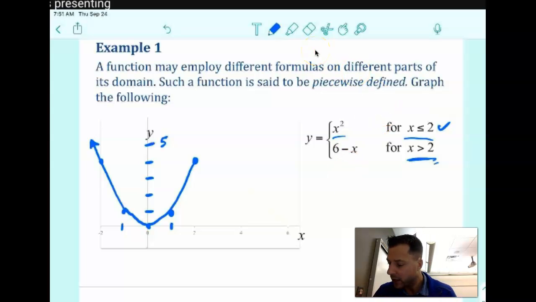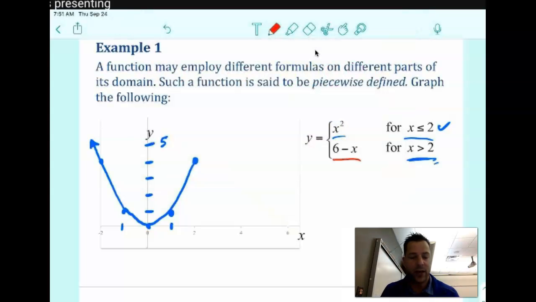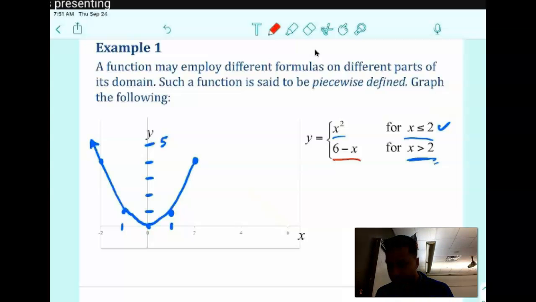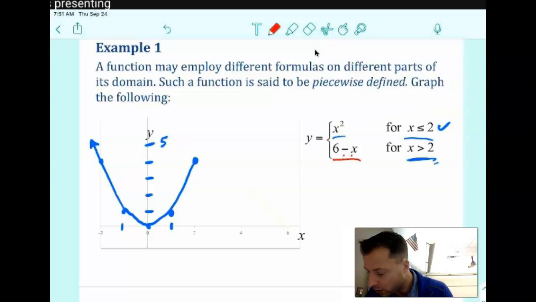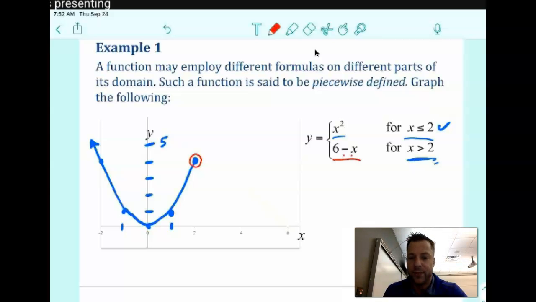So the second one I'll draw in red, and that's 6 minus x, for values that are greater than 2. Now I'm going to plug into that function, but I'm going to leave it as an open circle. So if I plug in 2, 6 minus 2 is 4. So look, they overlap. I usually just put a little circle around it because that's my other graph. They actually share the same value.